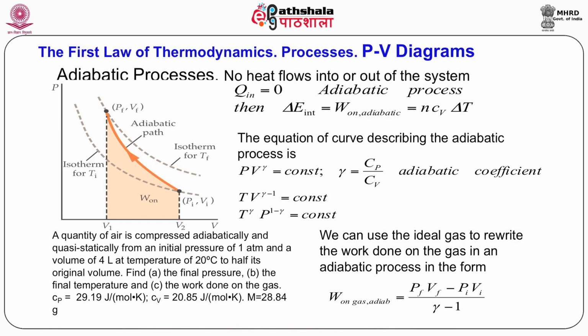that is compressed adiabatically and quasi-statically from an initial pressure of 1 atmosphere and a volume of 4 liters at a temperature of 20 degrees to half of its original volume. Now you have to find, firstly, A, the final pressure, then B, the final temperature, and C, the work done on the gas. You should be able to calculate this using what I have done in the previous example.